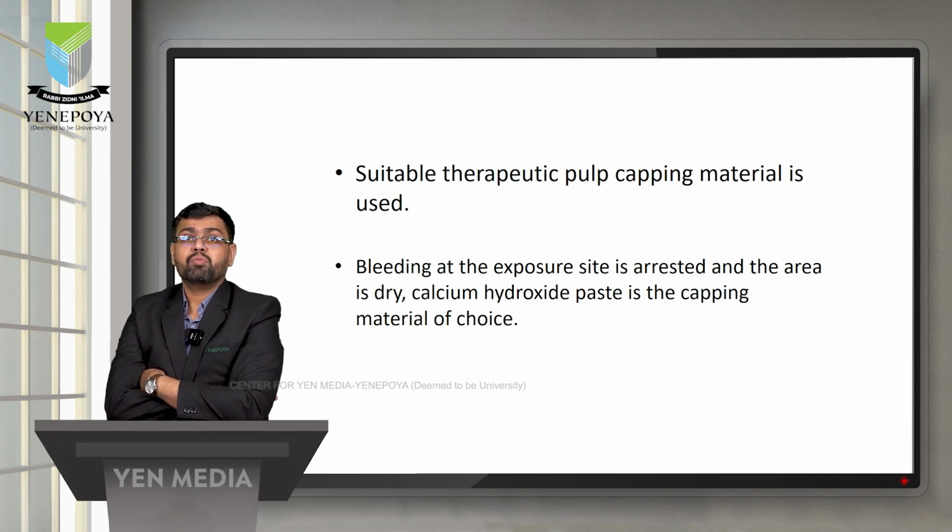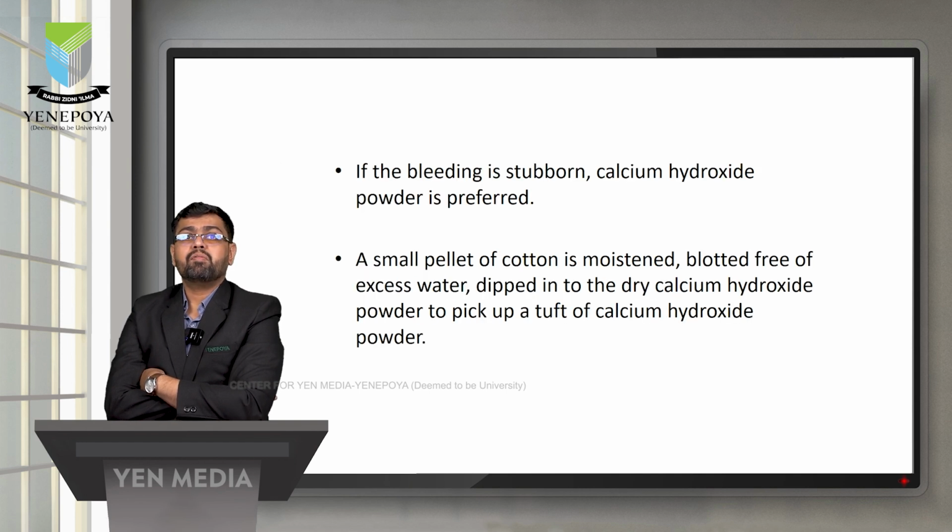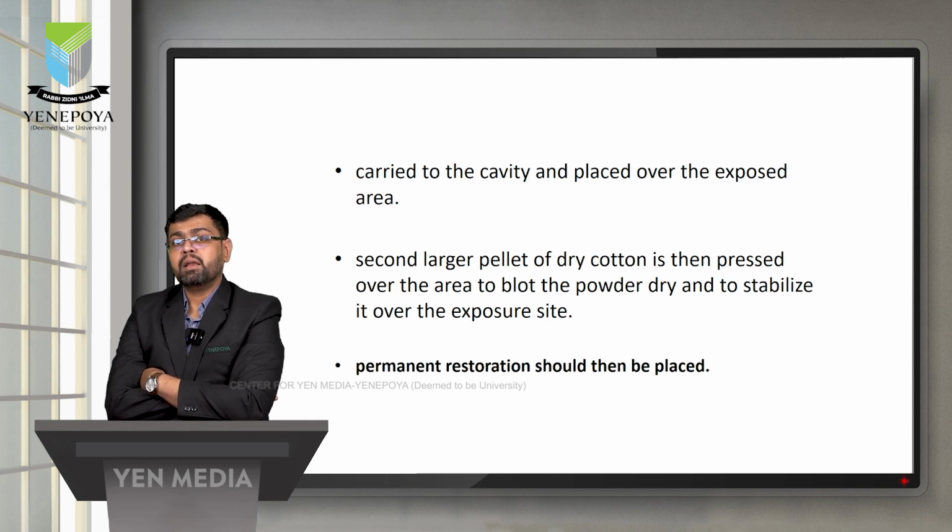Now we have to understand how to arrest bleeding at the exposure site. It has to be arrested with the help of a dry calcium hydroxide paste placed on the exposure site. If the bleeding is stubborn, calcium hydroxide powder is preferred. If the bleeding is still unstoppable, we take a small pellet of cotton moistened with saline, remove the excess water, and dip it in the calcium hydroxide powder to pick up a tuft of powder. This is then carried to the cavity and placed over the exposed area.